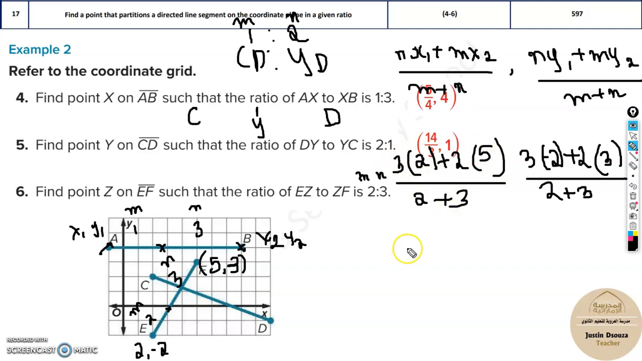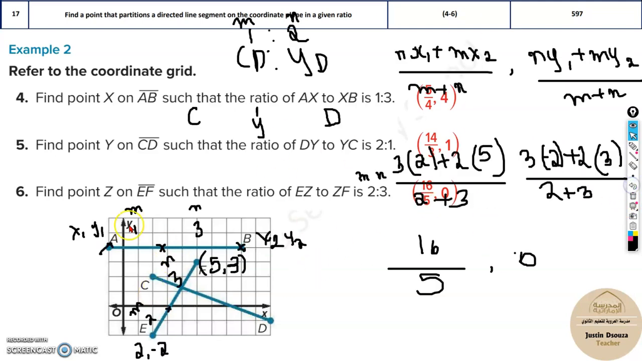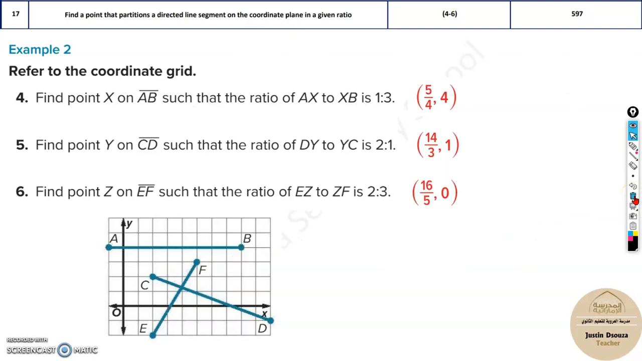It is 6 plus 10, 16, divided by 5. And over here it is minus 6 plus 6, which will be 0. So let us see the answer. Yes, it is 16 divided by 5, and y is minus 6 plus 6, that will make it 0. So this is how you solve it. Just make sure you understand the x1, y1, x2, y2 values from the graph, and then solve it properly.